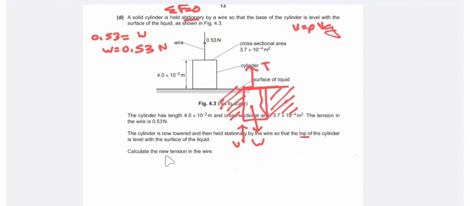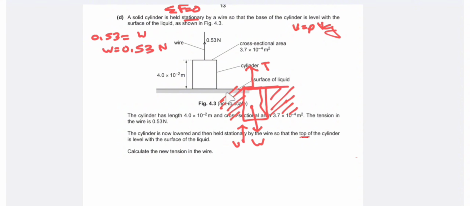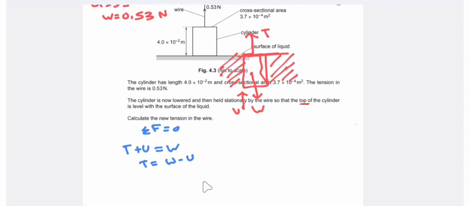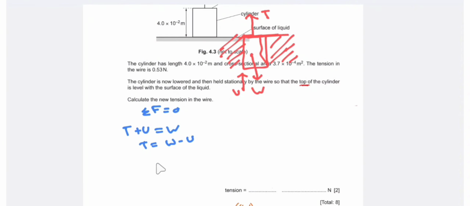So now for the new condition, we need to find the new tension. The upward force is equal to the downward force, as the resultant force is zero, since the object is stationary. The upward force is tension plus upthrust, which is equal to weight. So tension is equal to weight minus upthrust. And what is the value of weight? Weight is 0.53, so tension is 0.53 minus upthrust.